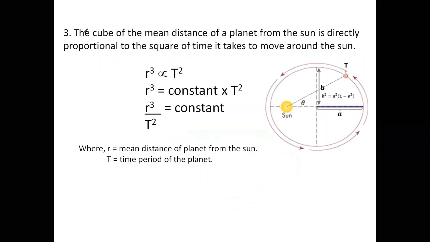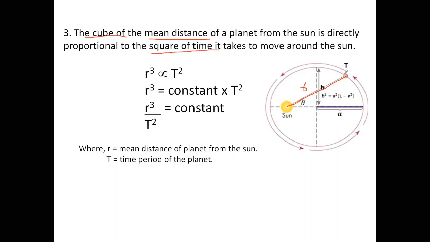Third law of Kepler's planetary motion says that the cube of mean distance, here it is mean distance, ठीक है, यहाँ पे ये planet है, ये sun है, इन दोनों के बीच की distance जो है that is mean distance of a planet from the sun is directly proportional to the square of time taken by it.